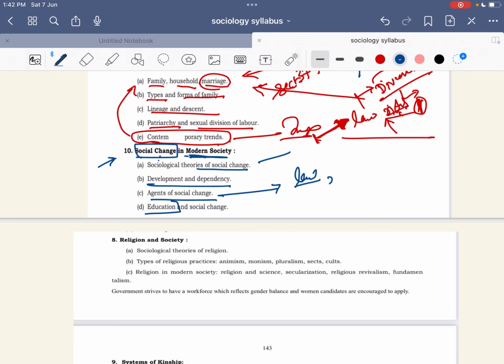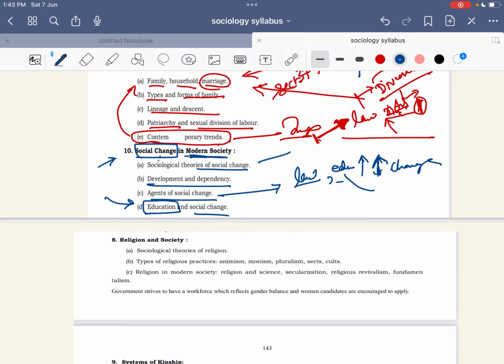Then see education. Education is also one of the agents of social change, because as soon as the level of education rises, change comes in society. As soon as the level of education increases, change will come in society too. Understand? So why education and social change? Because education changes the way of looking at society. So this we will study, different scholars, different thinkers, what they think about education. You understand what I'm telling?